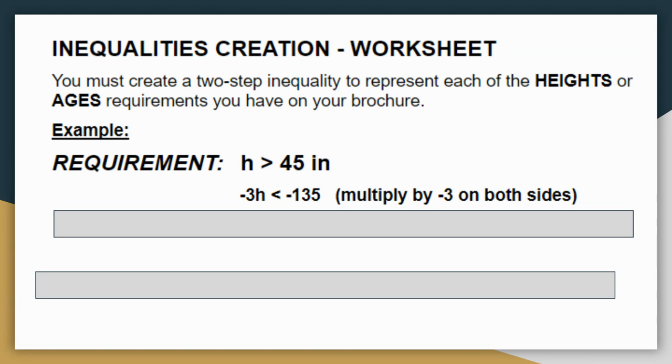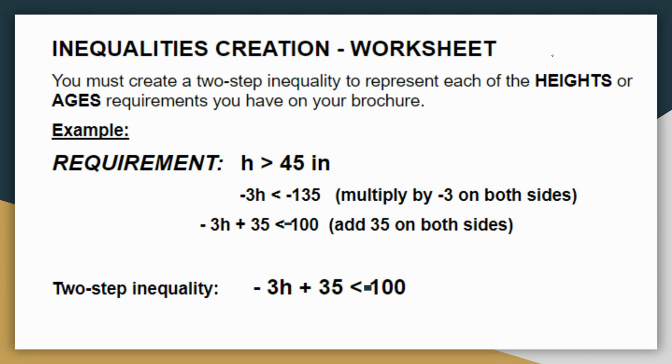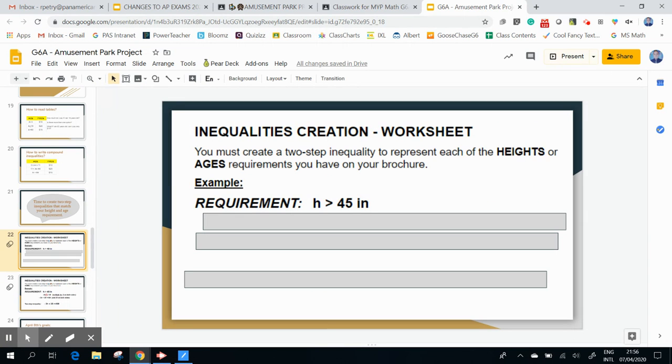That is the idea. Pay attention that I multiply and divide by the same number on both sides. What I do to one side, I do to the other. Okay? In this scenario here, I multiplied by -3 on both sides. Okay? Then, the second step is adding or subtracting anything that I want on both sides. I, Mr. Reno, decided to add 35 on both sides. When I added 35 on both sides, I got -3h plus 35 less than -100. And this is my two-step inequality that leads me to my answer.